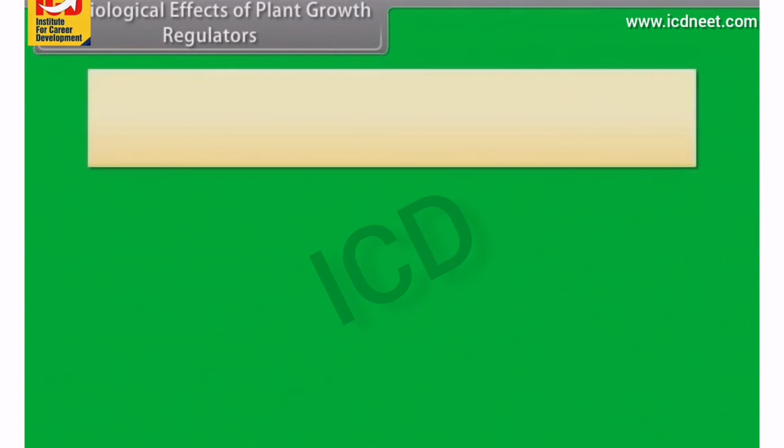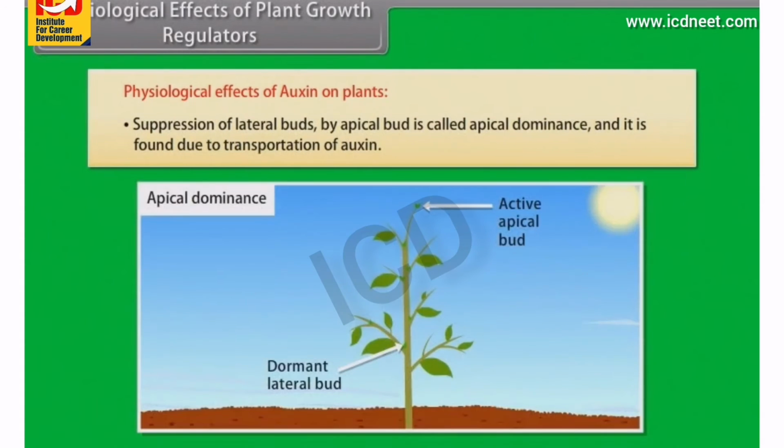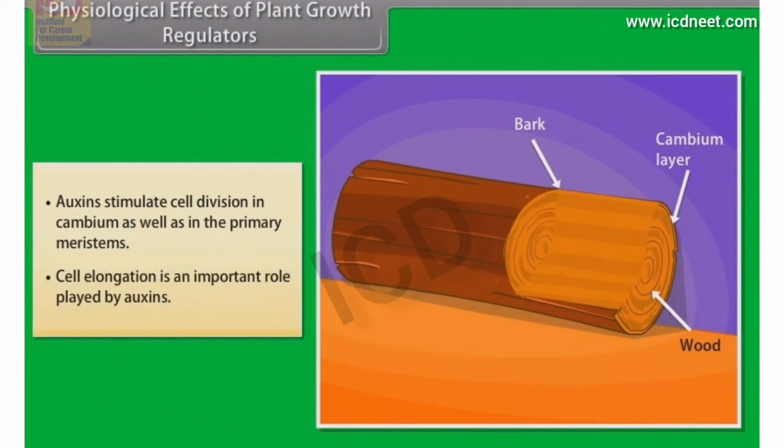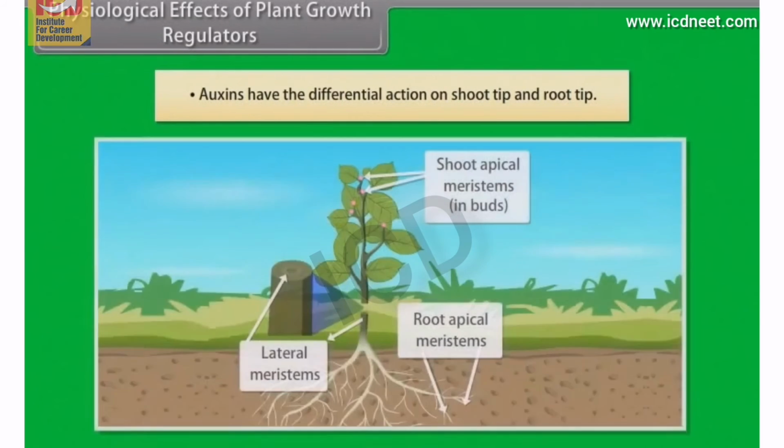Physiological effects of auxin on plants. Suppression of lateral buds by the apical bud is called apical dominance, and it is found due to transportation of auxin. Auxin stimulates cell division in cambium as well as in the primary meristems. Cell elongation is an important role played by auxins. Auxins have a differential action on shoot tip and root tip.